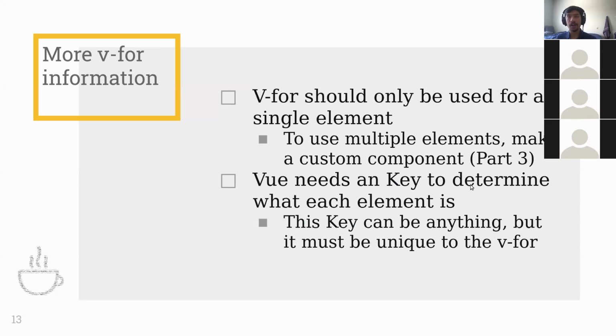However, unlike the last 4, v-for gets a little bit more complicated, which is why we talked about it this week and last week. So v-for should really only be used for a single element, meaning like a single p tag or an li tag or an image tag or something like that. If you need to use multiple elements or nest elements, you're better off making a custom component and using v-for over that custom component. But like I mentioned, we'll talk about custom components more in part 3.